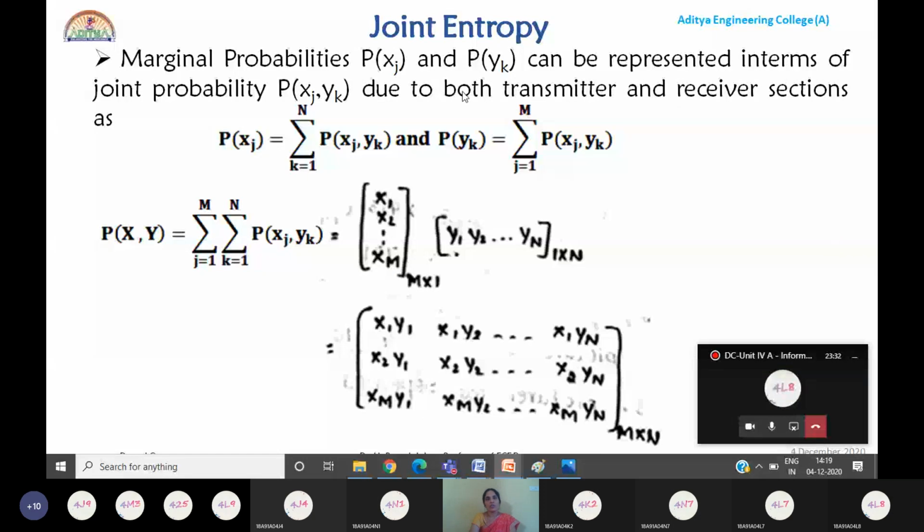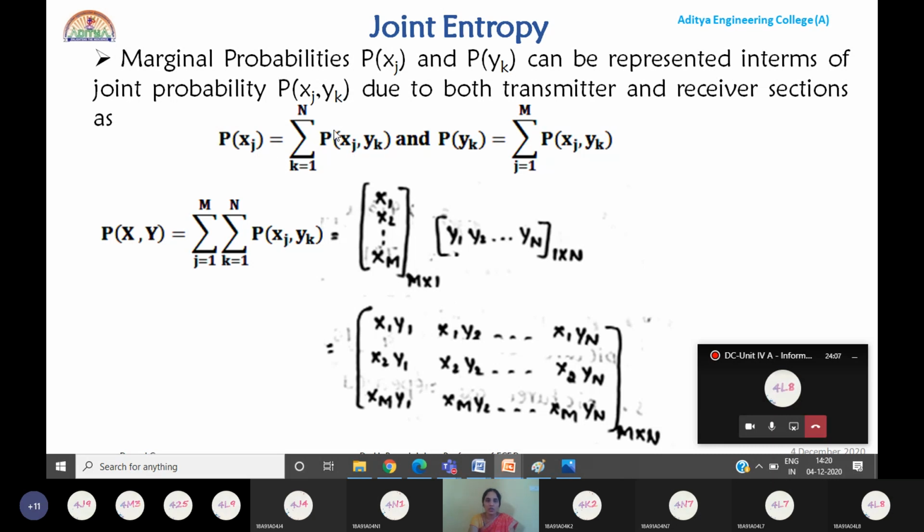So already I told you, based on the marginal probabilities, we can calculate the marginal entropy. So p of xj and p of yk are the marginal probabilities. If you know the respective probabilities, you can calculate the respective marginal entropies. If you know p of xj, you can calculate H of X. If you know p of yk, you can calculate H of Y. So here we are representing the marginal probabilities in terms of joint probability. So p of xj is summation k equals 1 to n of p of xj comma yk.